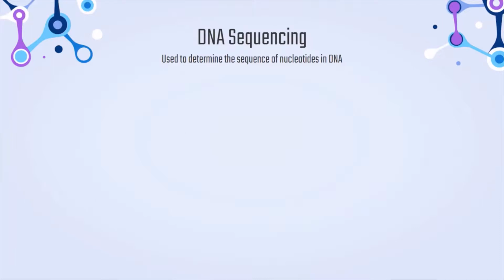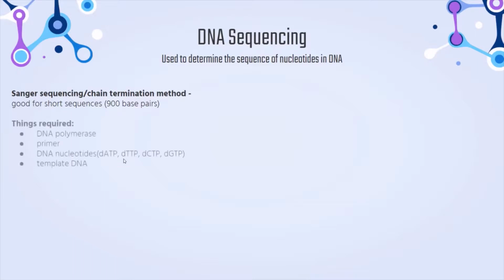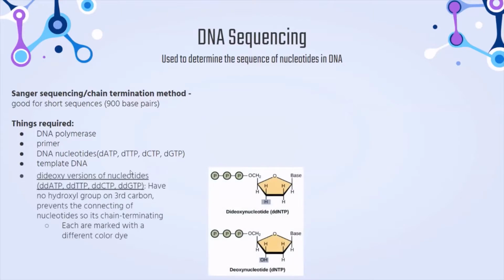One method of DNA sequencing is called the Sanger sequencing or the chain termination method, and this is especially useful for short sequences of DNA. Some things required for DNA sequencing using the Sanger sequencing method are DNA polymerase, a primer, the 4 DNA nucleotides, as well as a template DNA. But along with these things, you will also need something called the dideoxy version of these nucleotides. These versions of the nucleotide have no hydroxyl group on the third carbon.